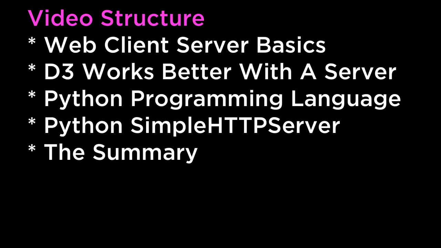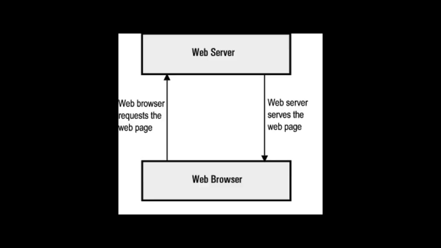Alright, let's get started. Web Client Server Basics. At the most basic level, your regular internet works as follows. You open a web browser, you type in an address, the internet figures out what server lives at that address, the browser connects to the server and requests a page. The server then sends back the requested page.